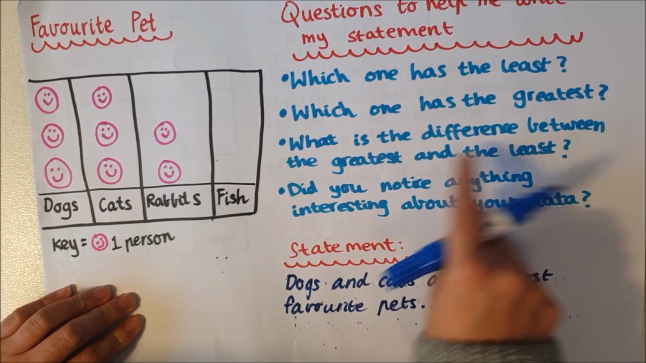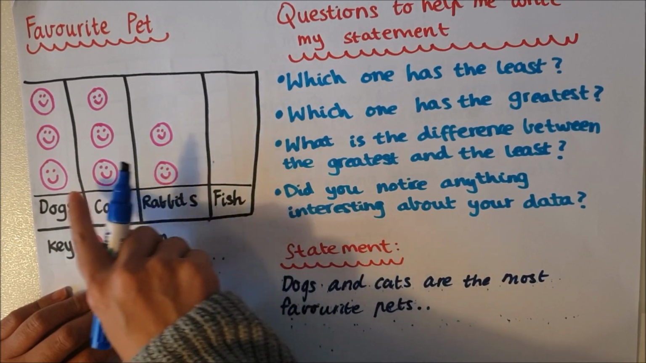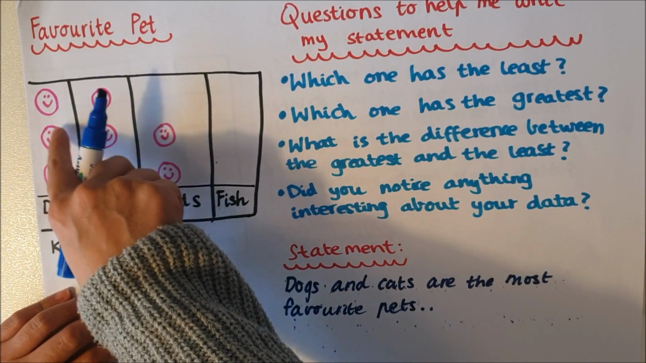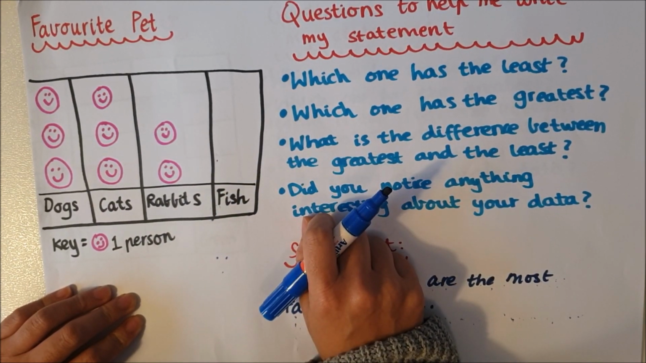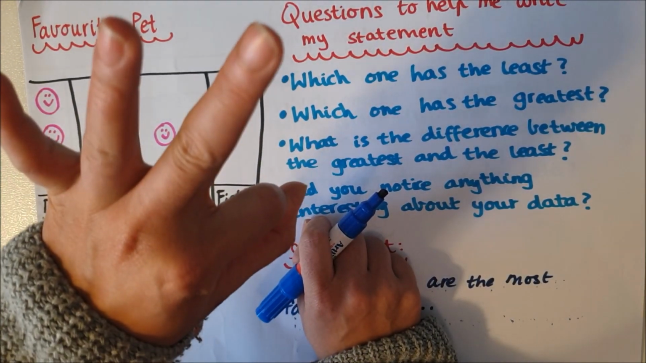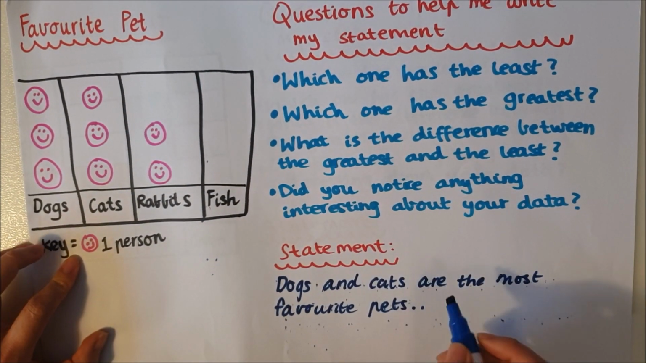What is the difference between the greatest and the least? So I can see dogs has 1, 2, 3. So does cats, and fish has 0. So if I have 3, take away 0, it's still 3.